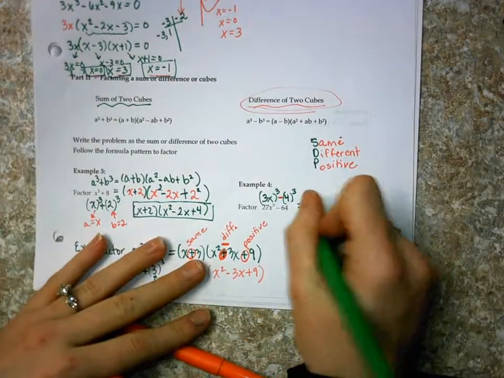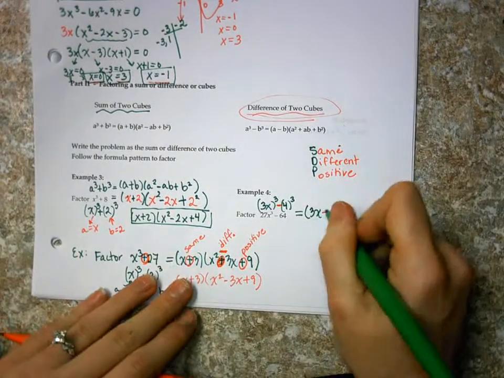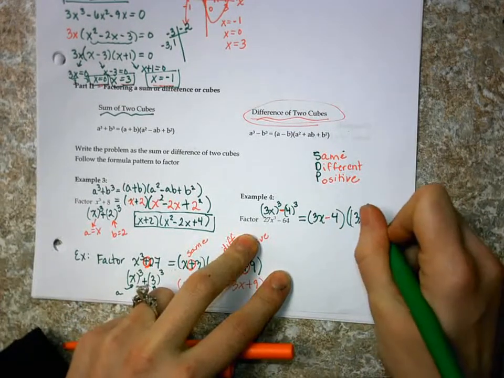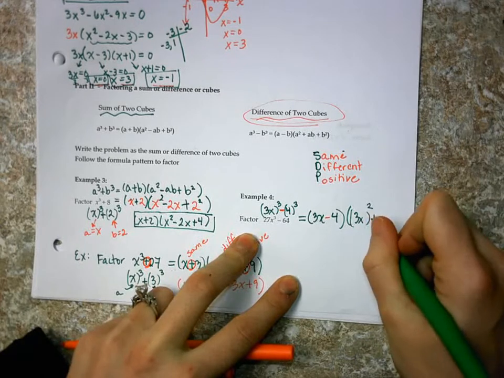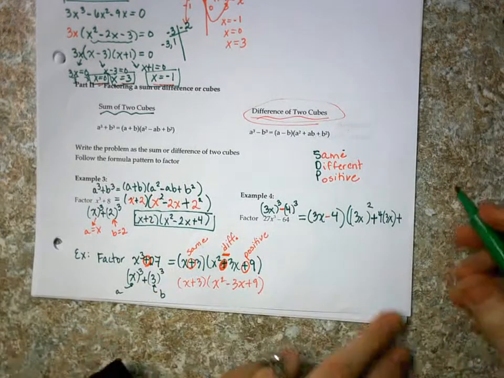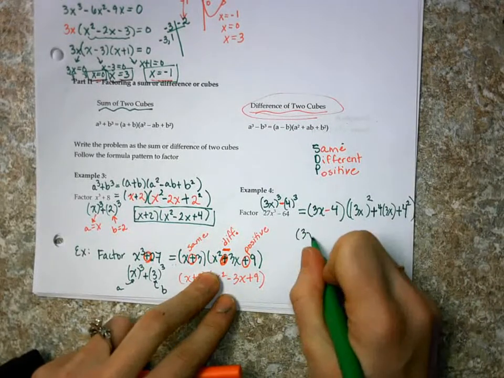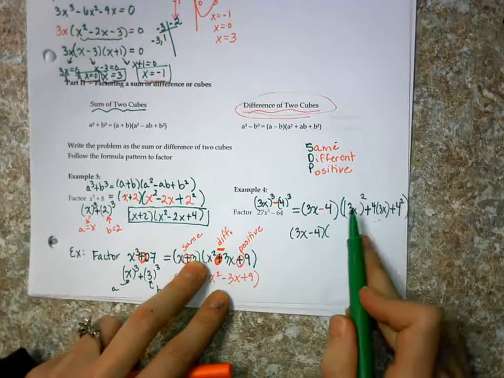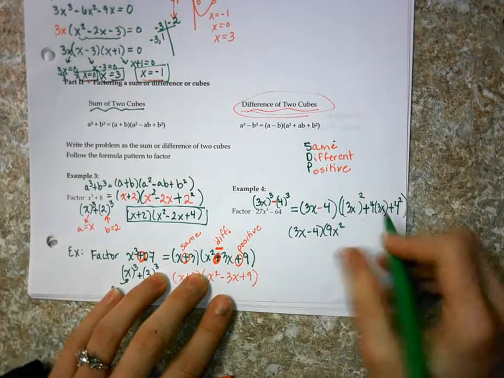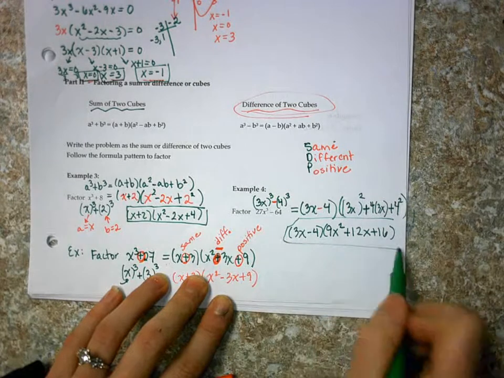So when I factor this down, I have the same sign as minus, 3x minus 4, times the first term squared, 3x squared. Now I need a different sign, plus the two numbers multiplied together, 4 times 3x, plus, the last one's positive, the last term squared. So if we simplify this out, it factors down to 3x minus 4 times, now 3x squared is the result of 3x times 3x, so it would be 9x squared, plus 12x plus 16, and that's what it factors down into.